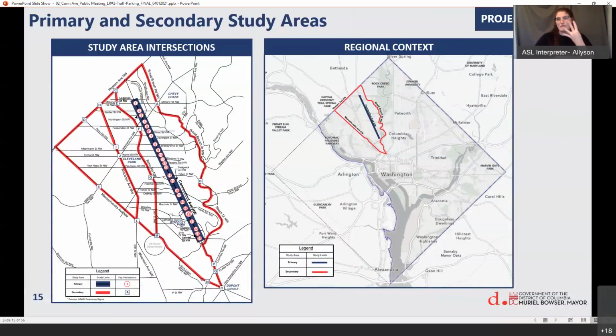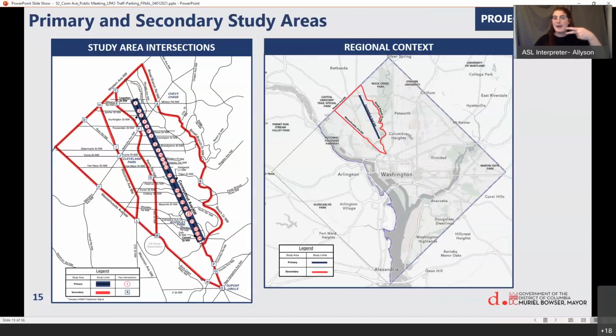And the secondary study area extends from Western Avenue on the north, Mass Avenue on the west, DuPont Circle on the south, and Broad Branch Road and Beach Drive on the west. On the right, you see a map that shows the Connecticut Avenue corridor in the regional context.